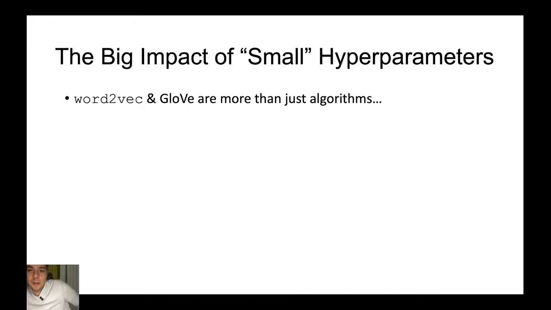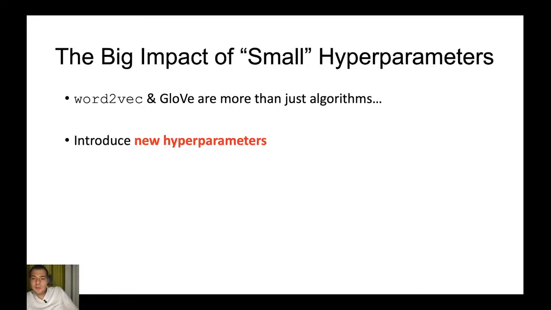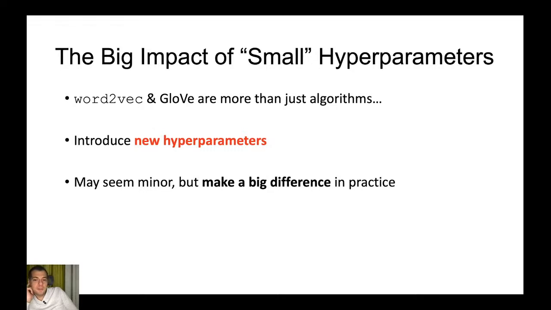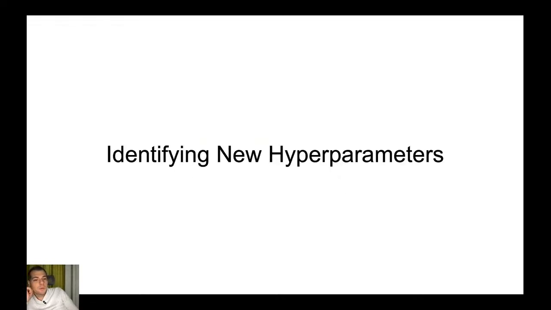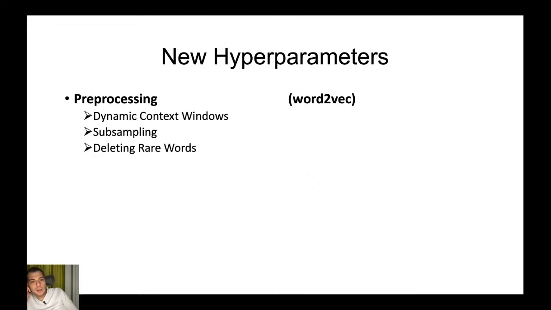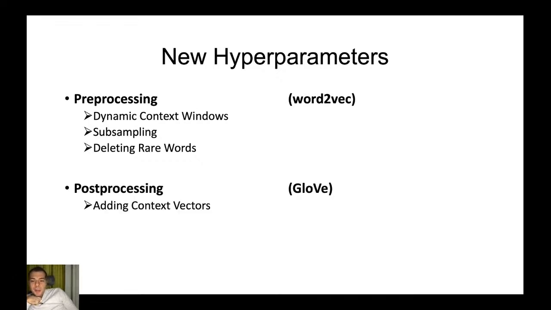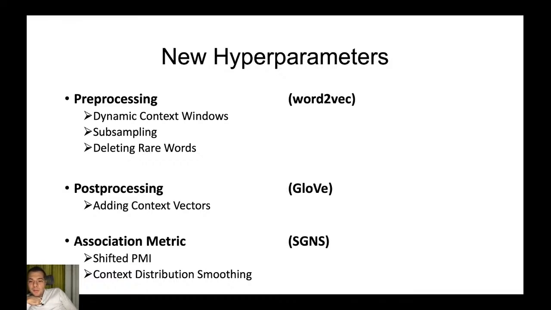So Word2Vec and GloVe are more than just algorithms, as we tried to explain before. They introduce new hyperparameters. These may seem like minor changes, but they make a big difference in terms of performance. One of the first key contributions of the journal paper was to identify these new hyperparameters. So for Word2Vec, they identified some pre-processing steps like dynamic context windows, subsampling, and deleting rare words. In post-processing for GloVe, they looked at adding context vectors. And for skipgram with negative sampling, they also looked at the association matrix.